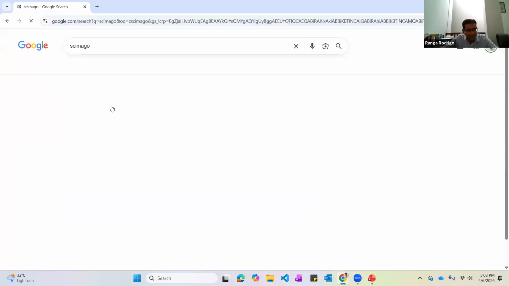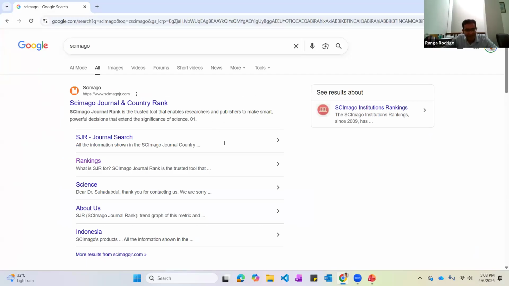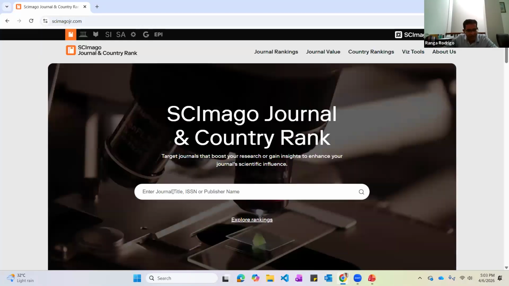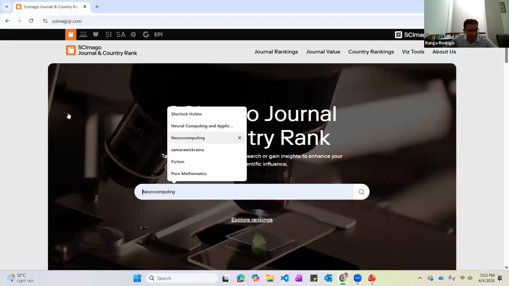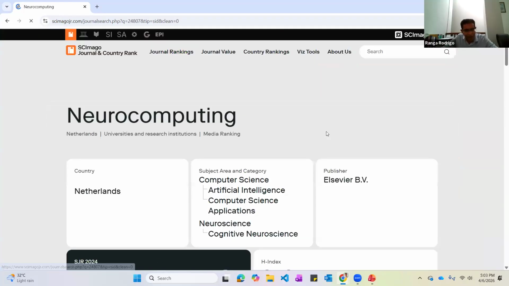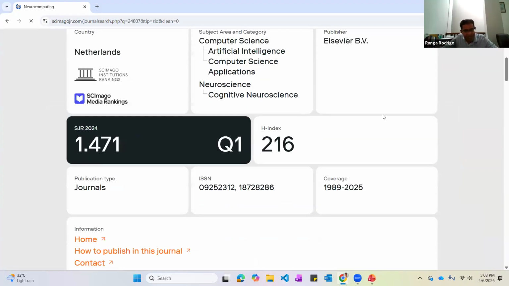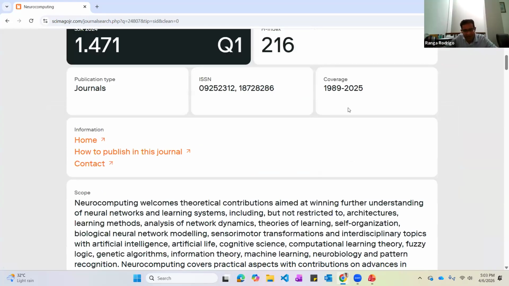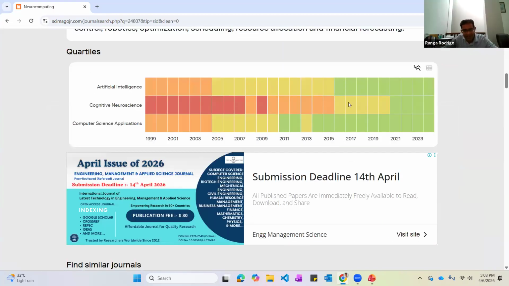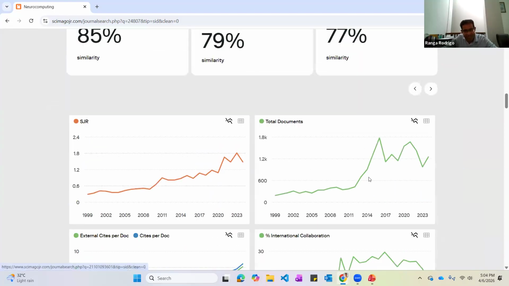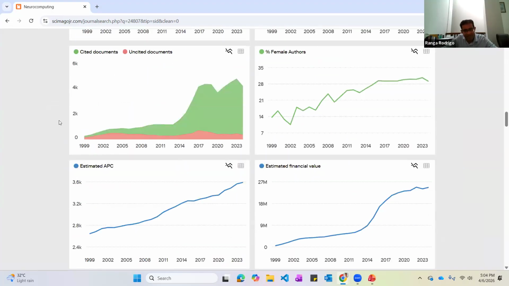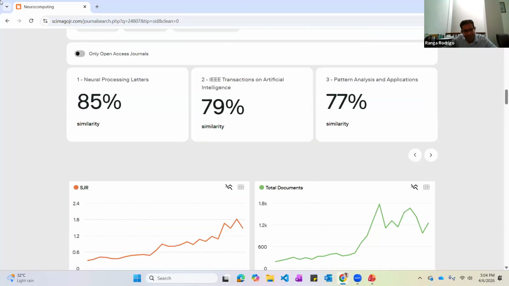So you can search for journal and title. Okay, I have some of these things, so let's search for this research journal. I know that this is correct, Netherlands, this is the correct one. The H index is 216. It's quartile 1. You can see the quartile in artificial intelligence. It has been quartile 1 from 2016. Cognitive neuroscience, quartile 1. Computer science applications, quartile 1. We have a couple of papers in this journal. So you can see things for that one. Like that, you can get the quartile from this.